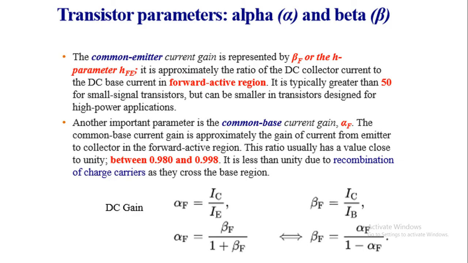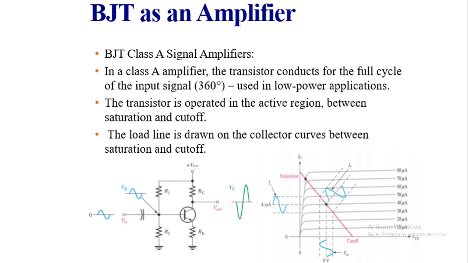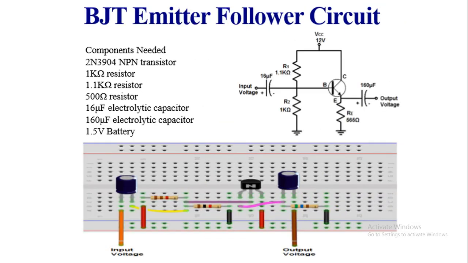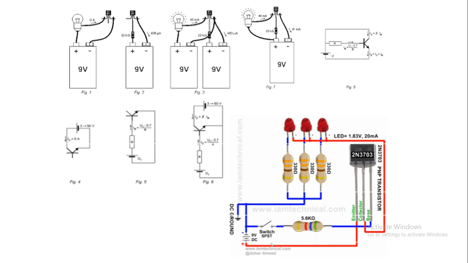And here we can calculate alpha F and beta F. And here showing diagrams and connections. So when cut off, these circuits are not working. But in general, we are talking here about NPN because the arrow is outgoing from the emitter. So when not cut off, the current is passing from the collector to the emitter.